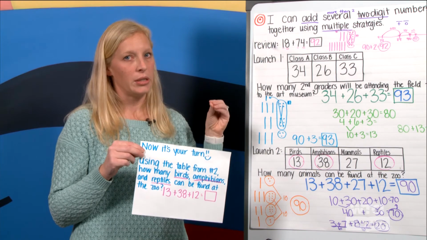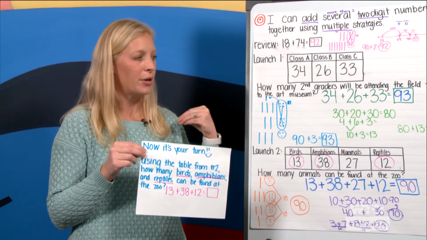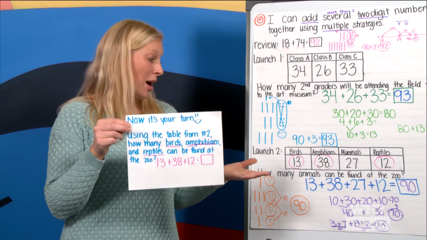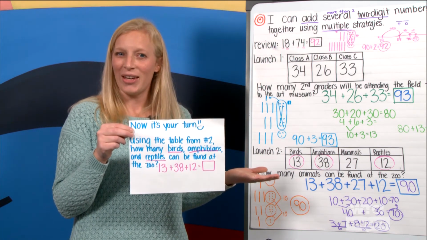And then don't forget to put the 10s and the 1s together. That's an important part. 13 plus 38 plus 12. I wonder how many animals you can find.